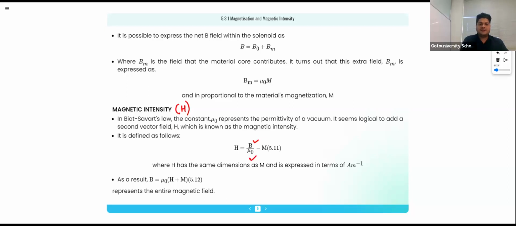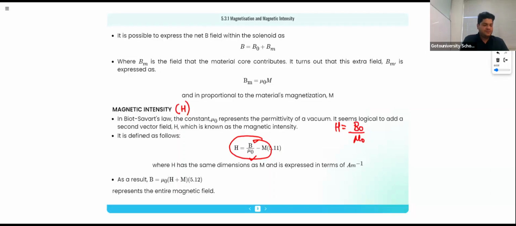What is magnetic intensity? It is H, and H will be equal to B naught upon mu naught. That means magnetic field strength in free space to the permeability of vacuum. How this formula comes into the picture, I will explain. The main formula is that magnetic intensity is the ratio of magnetic field strength to permeability of free space.